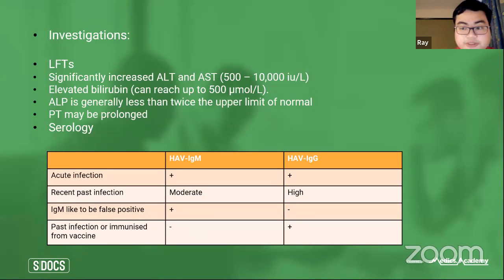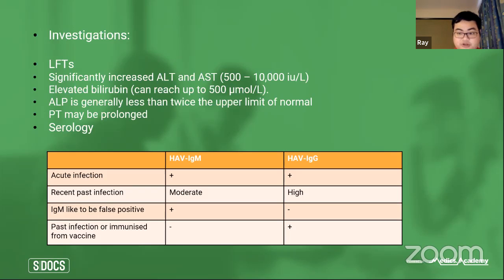Okay, in terms of investigations, we would do an LFT to have a look at the liver enzymes, which would be significantly increased in terms of ALT, AST, elevated bilirubin as well, and elevated ALP and prothrombin. However, liver function tests are non-specific, so we would look to serology. So we would look to IgM and IgG.